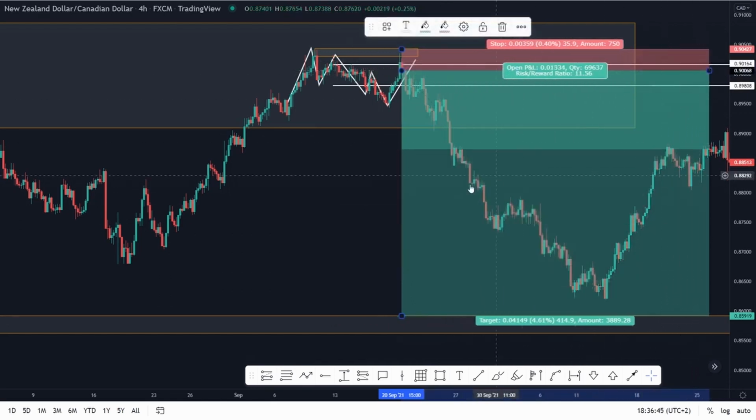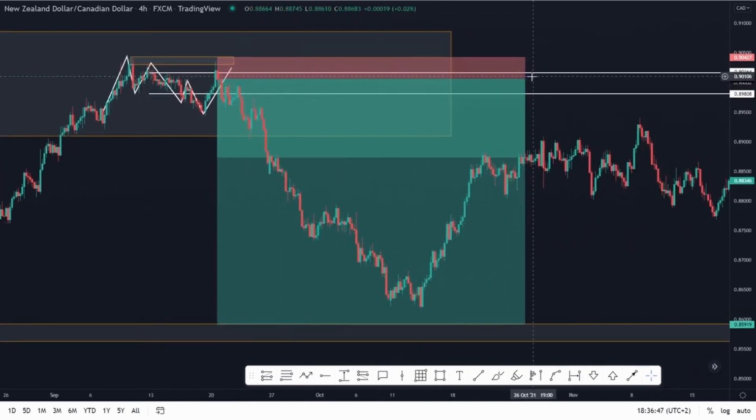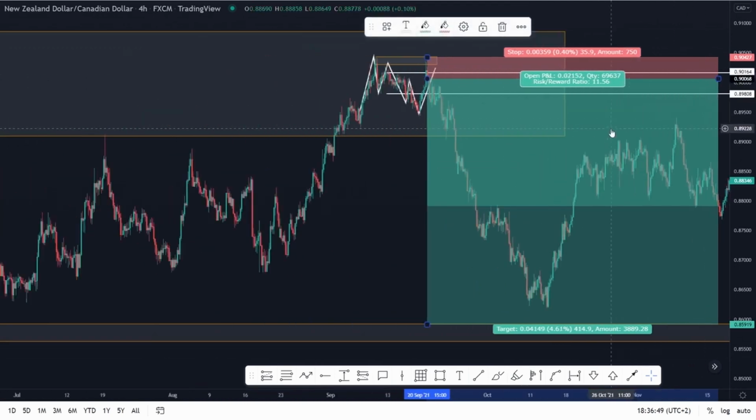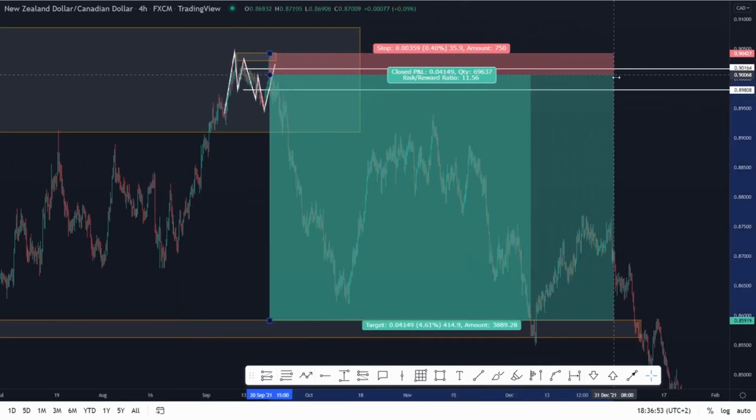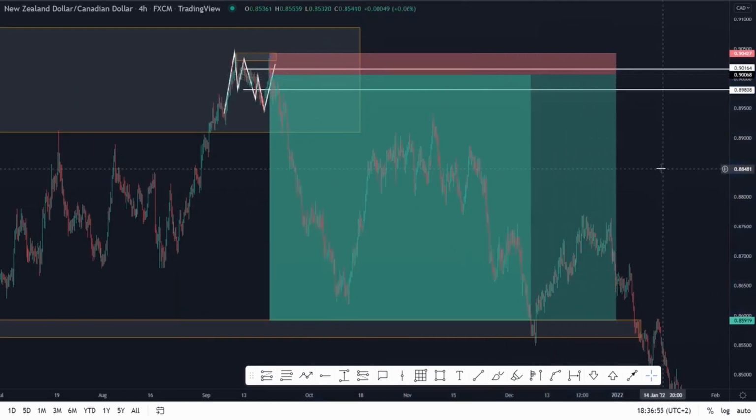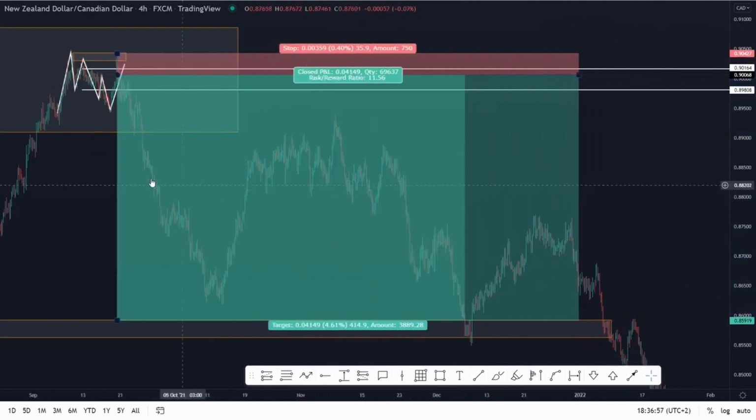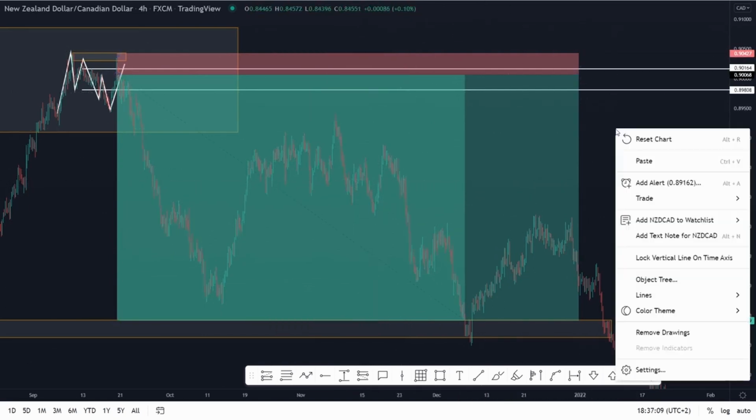Previous highs and lows, or support and resistance level. This is where the market likes to go. As you can see, this is 1:11, risking only small pips. I hope you understand this section over here.